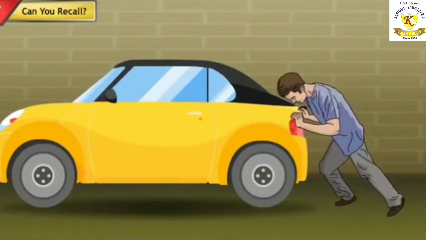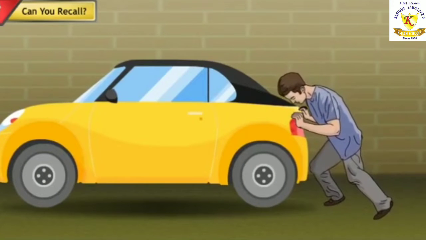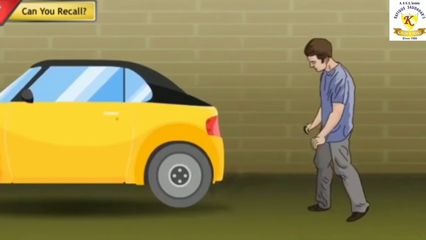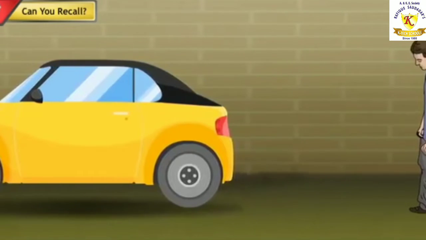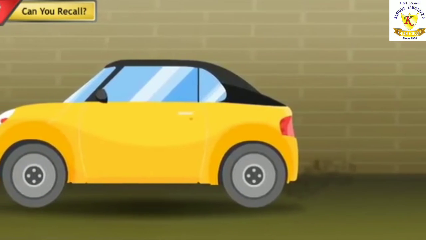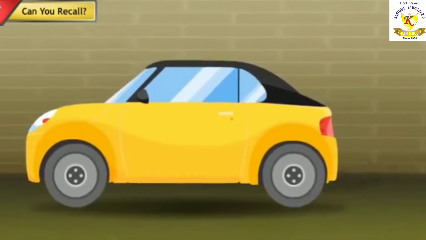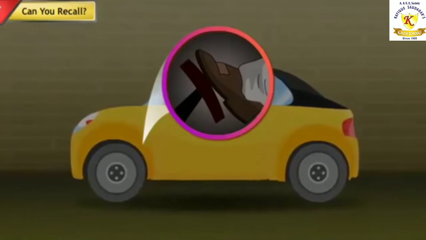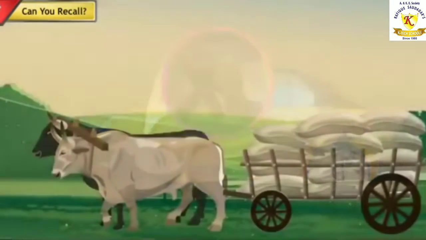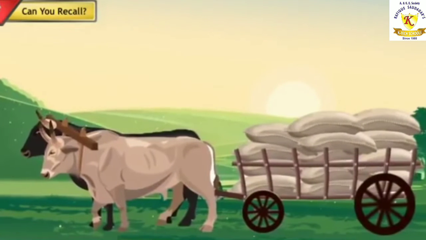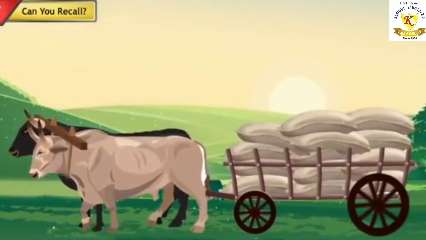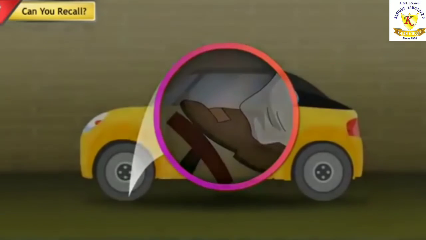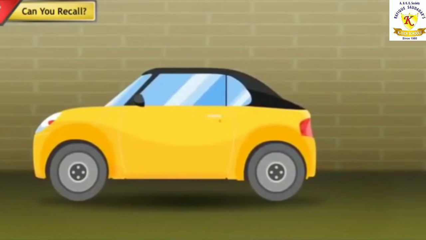A force can set a body in motion. For example, a stationary car gets motion on pushing it. A force can stop a moving body. For example, a moving car can be brought to rest by application of brakes. A force acting on a body can change the speed of the body. For example, when brakes are applied to a moving car, its speed decreases.